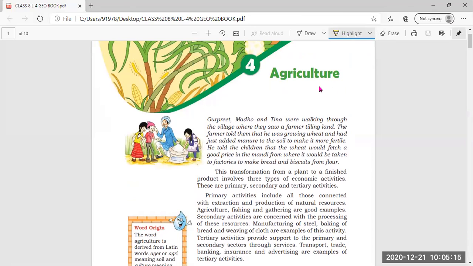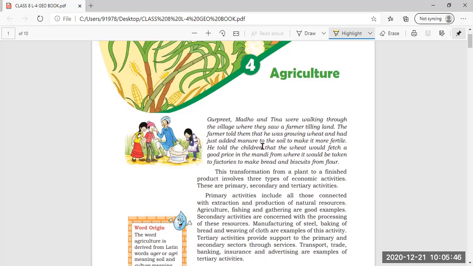Now, the word agriculture here refers to the farming activities, how the farming takes place, how the production of grains takes place. Now, here it is given that Gurpreet, Madhu, and Tina were walking through the village where they saw a farmer tilling land. Tilling land means the farmer was preparing the land for growing the crops.